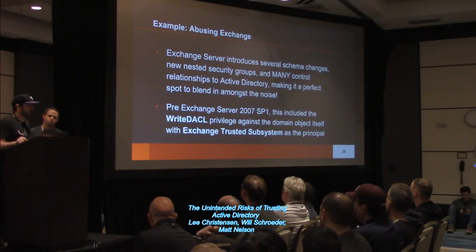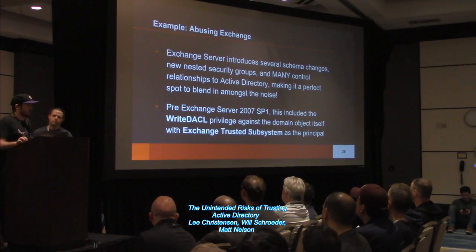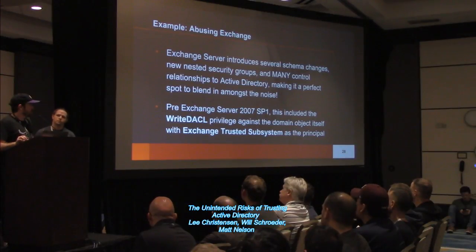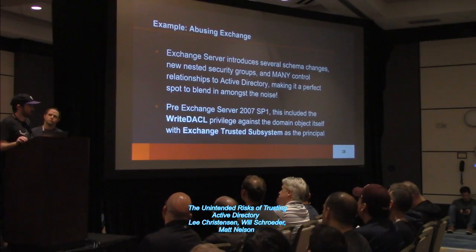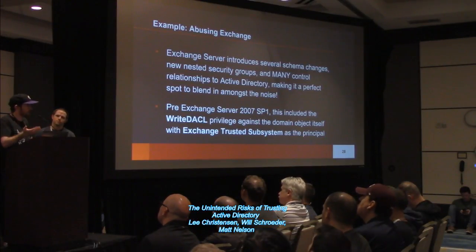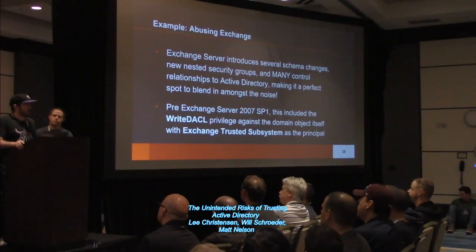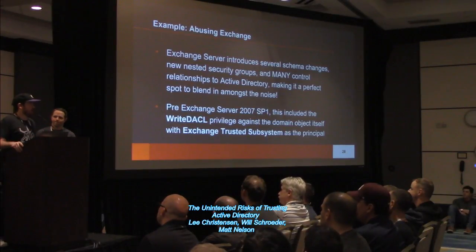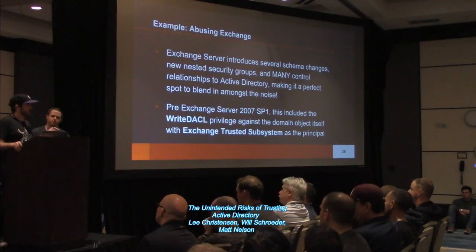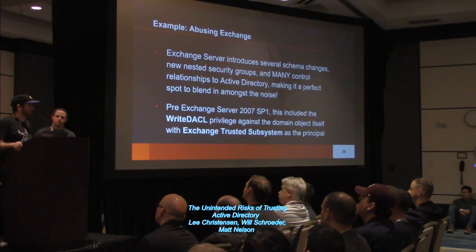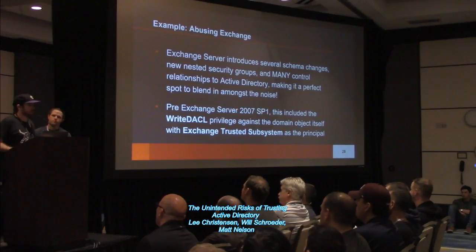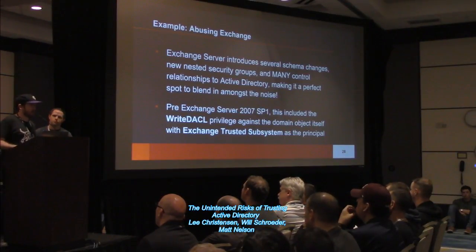So specifically, pre-Exchange Server 2007 SP1, Exchange granted the WriteDACL privilege against the domain object itself for the Exchange Trusted Subsystem group. This is a group that all Exchange servers are a member of, and that group has the ability to modify the ACL information on the root domain object. So, just as a pen test tip, if you ever compromise an Exchange server, you elevate to SYSTEM, because SYSTEM is going to use the machine account permissions when it's communicating on the network, you should be able to grant anyone you want the ability to DCSync on the domain. So you're just one hop away. Just an example, and we have a case study that will go into that.